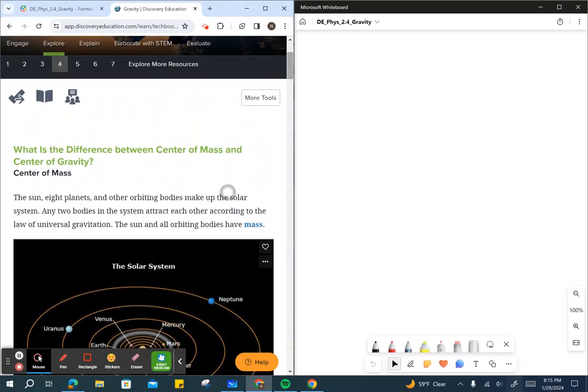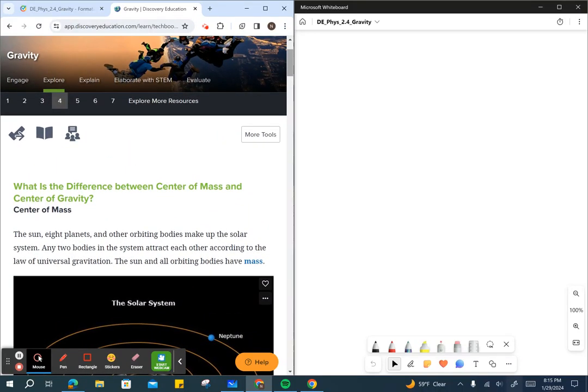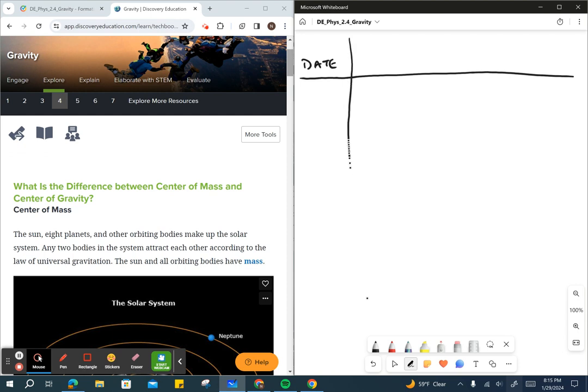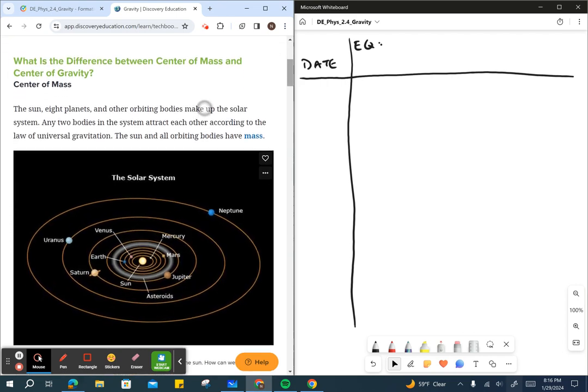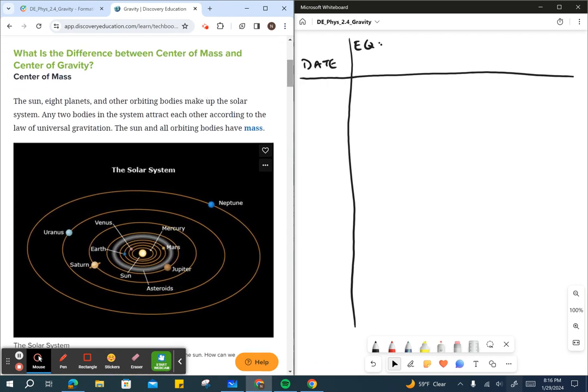Okay, let's tackle gravity, explore number 4. We're gonna start by drawing our template as always. Make sure you put the date. Draw a margin for writing our thoughts and questions to ourselves, etc. And let's go ahead and write our essential question, which we're going to take from Discovery.